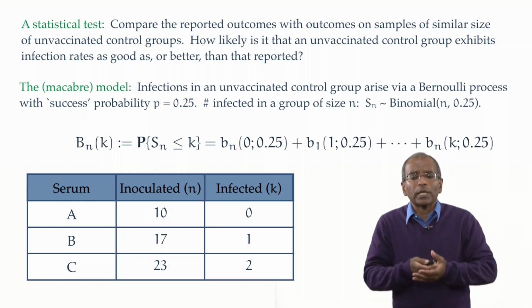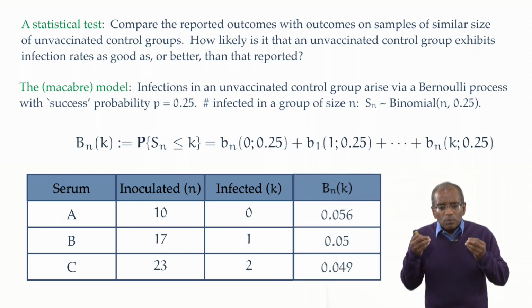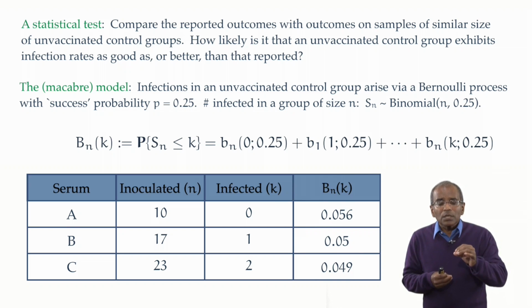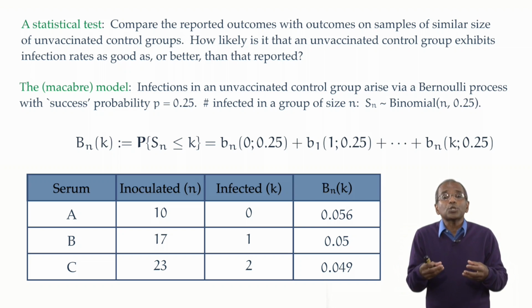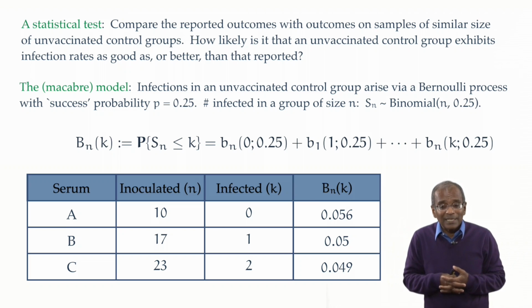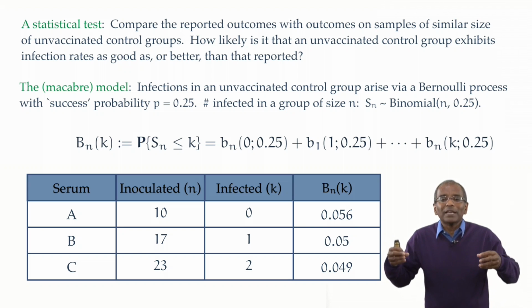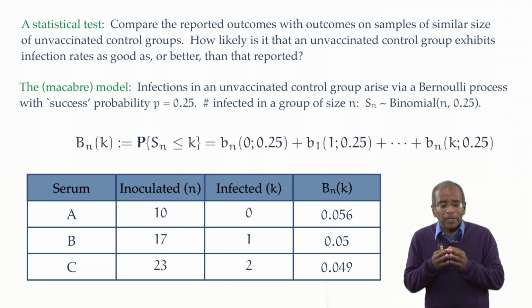Now this is a simple binomial calculation. We just plug it into the equations, and here come these answers. Numerically, the chance of getting results as good as that of serum A in an unvaccinated control group of size 10 is just over 5%. It's about 5.6%. The chance of getting results comparable to or better than that of serum B in an unvaccinated control group of size 17 is just about 5%, 0.05. And the chance of getting results as good as advertised for serum C is about 0.049.